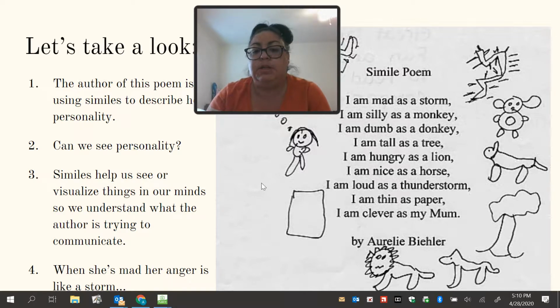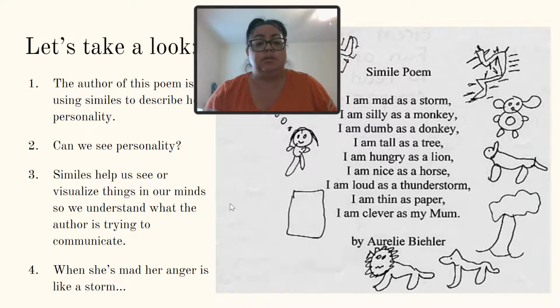So cuando ella está enojada, when she is mad, it's like a thunderstorm. Today we have thunderstorms, and they were loud, and the thunder was booming, and so maybe she gets really loud when she gets mad. Okay? So that is a good use of similes in this poem.